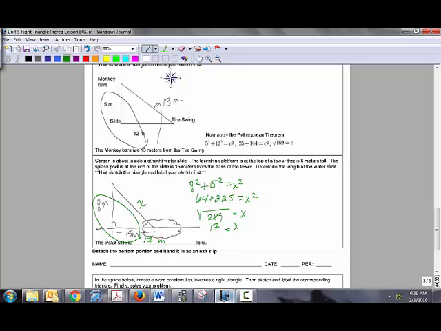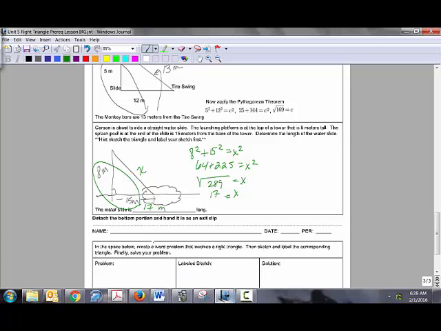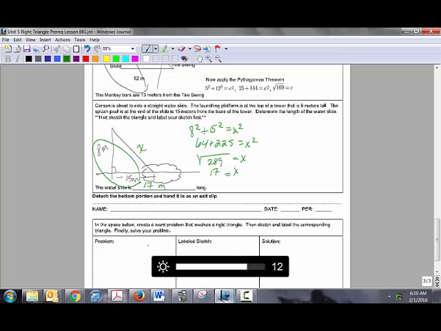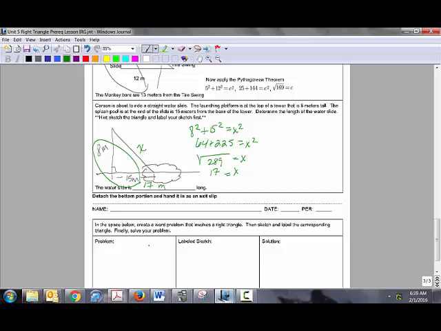Okay, this last little bit is to complete. You are to craft a problem using the Pythagorean theorem, do the labeled sketch like we have here, and then show the solution.